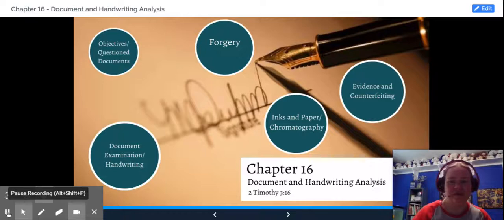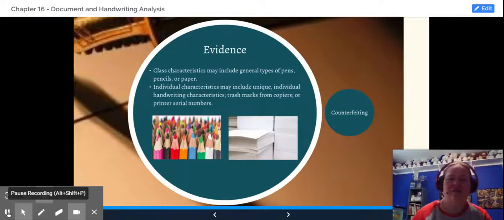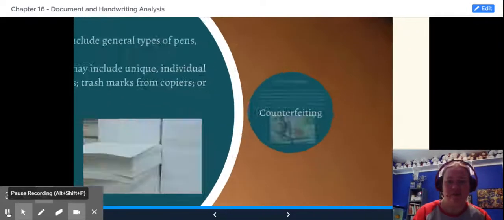All right, guys. When you're looking at evidence, you want to look at class characteristics of types of pens, pencils, or paper. Individual characteristics can be the unique handwriting characteristics, trash marks from a copier, or the printer serial numbers that are sometimes printed on the paper as well.